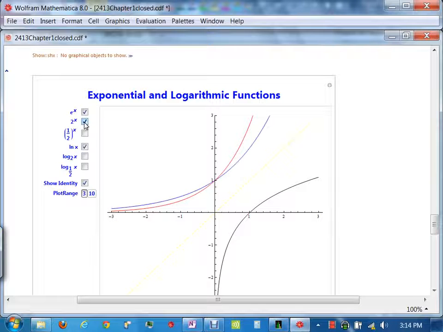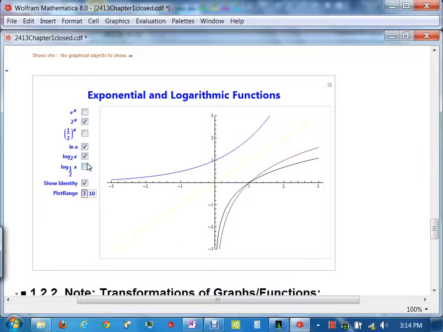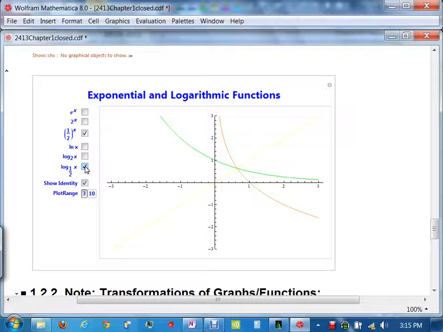If I do the 2 to the x function, the inverse of that is log base 2. So that's its inverse. I'll take the e out of there. You see those two are reflections also. If I do the 1/2 to the x, then its inverse should be a reflection of it, right there. Log base 1/2.